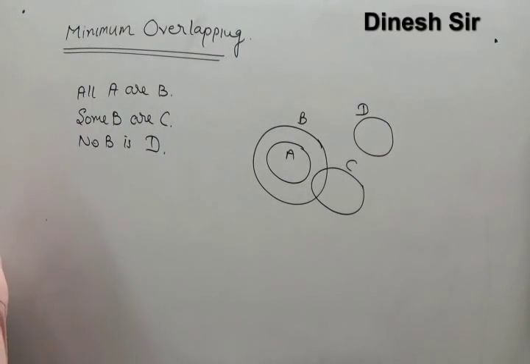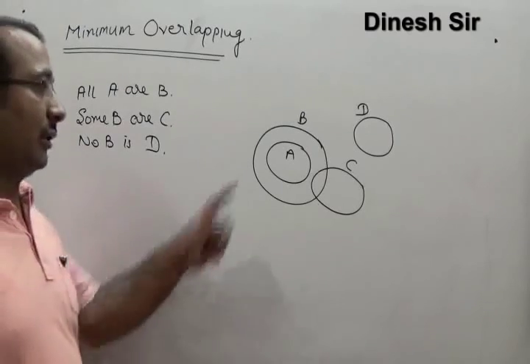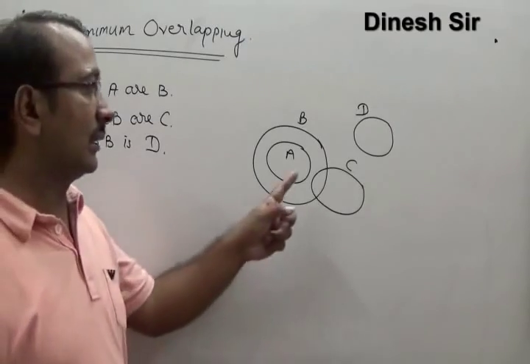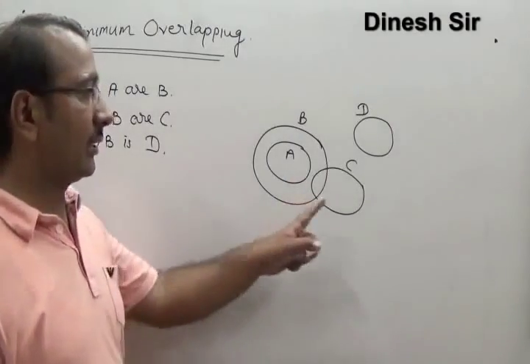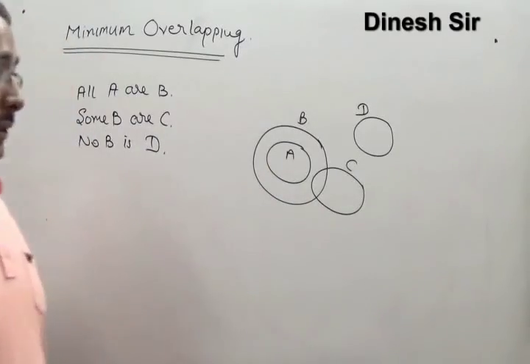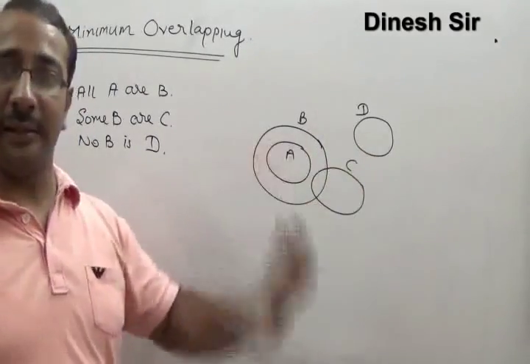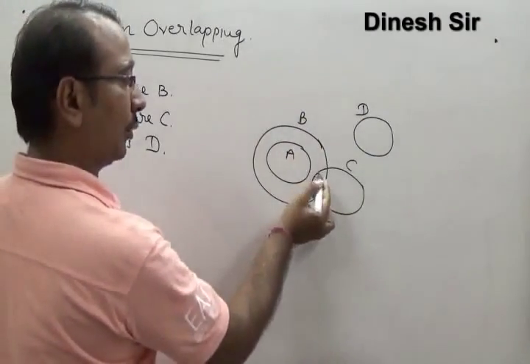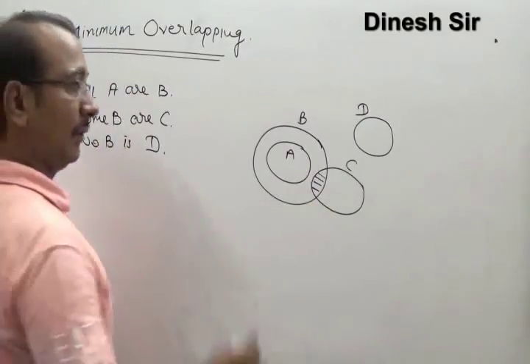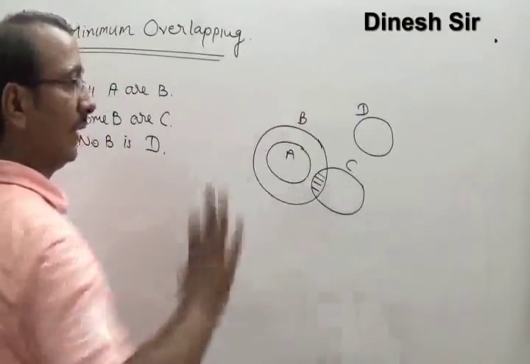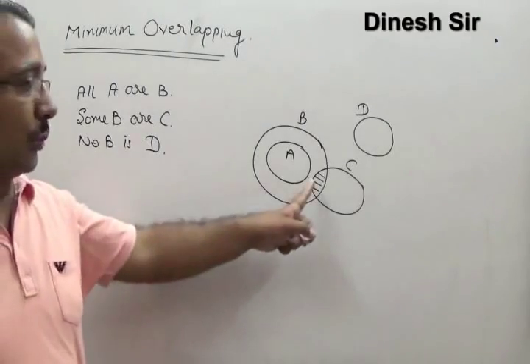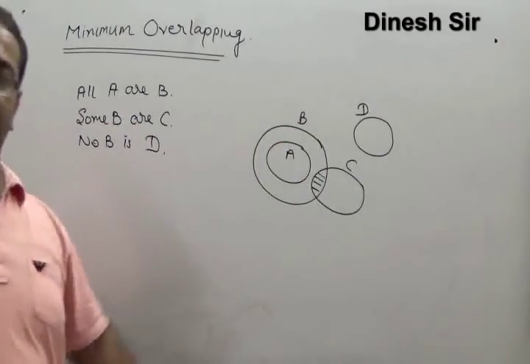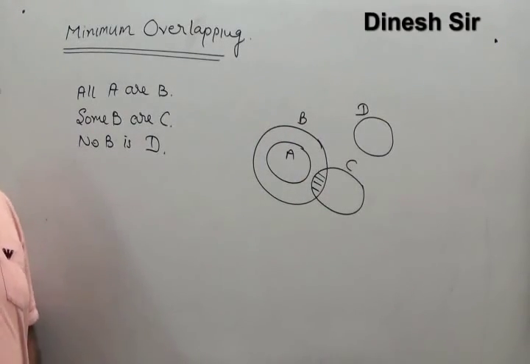Now what definite conclusion can I draw from here? Can you say some B is A? Yes. Can you say some A is B? Yes. Can you say some C is B? Yes. Can you say some C is A? No. Can you say some C is not D? That is right. Why? Because it is given that no B is D and some C is B. This portion may overlap with B, and we know that no B is D. It means B and D will never overlap. That simply means this portion will never overlap with D. So I may say that some C is not D is definitely true in this statement.